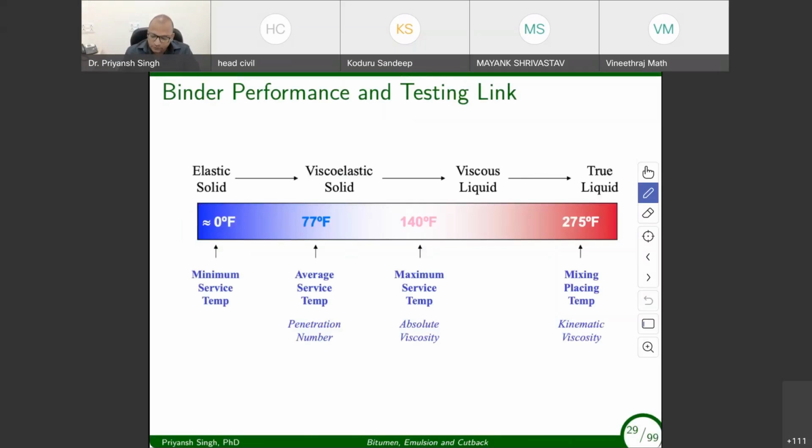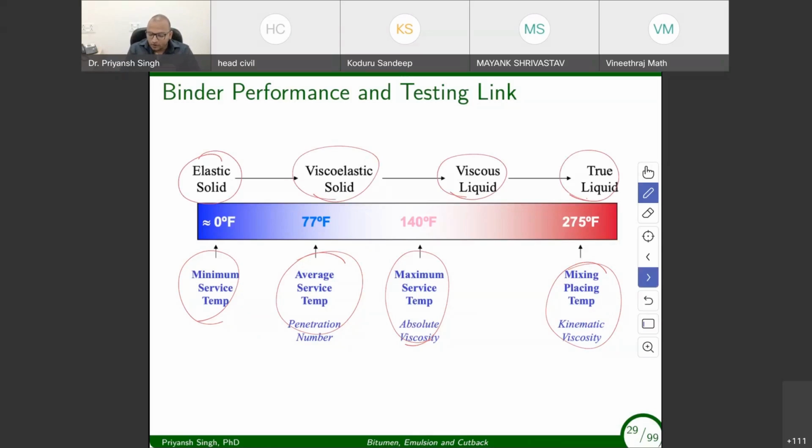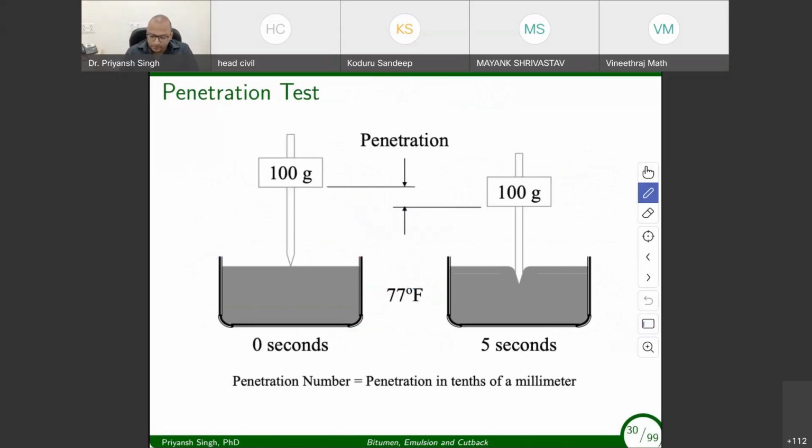So just to link all the testing, we have minimum service temperature around 0 degrees Celsius. We have average temperature around 25 degrees Celsius. We have maximum service temperature around 60 degrees Celsius. And we have mixing and compaction temperature maybe around 165, 135 similarly. So in these temperatures, your binder will behave like an elastic solid, viscoelastic solid, viscous liquid, and true liquid. So all the tests we will be conducting will keep in mind these temperature ranges.